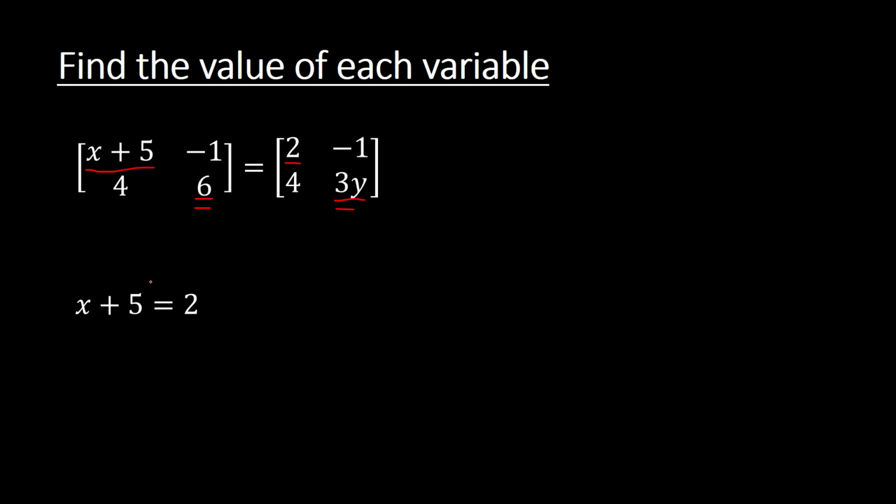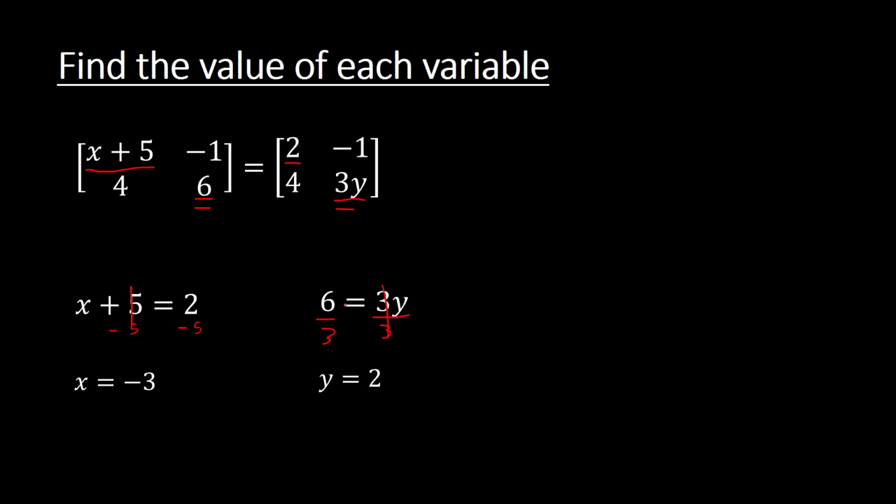So x plus 5 equals 2. I can solve for x by subtracting 5. So x would be 2 minus 5, or negative 3. And then to solve for y, I can set 6 equal to 3y, solve for y by dividing both sides by 3. So now I have y equals 6 over 3, which is going to be 2.